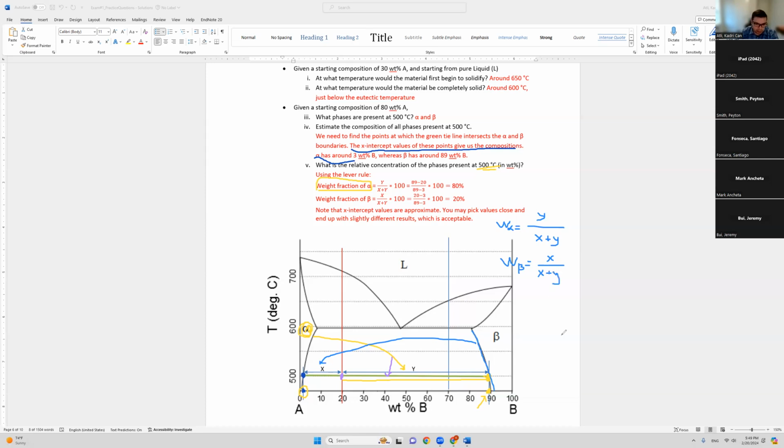So if you do this calculation, weight percentage of alpha is 80%. And once you find this, you don't need to calculate the beta because they should add up to 100, right? You can directly say it's 20%. Again, the x-intercept values are approximate. You may pick values close and end up with slightly different results, which is acceptable.